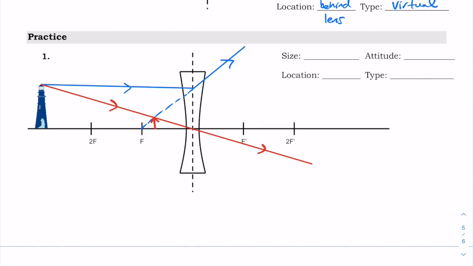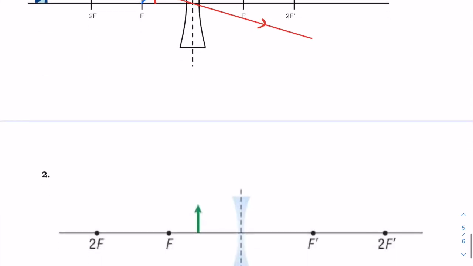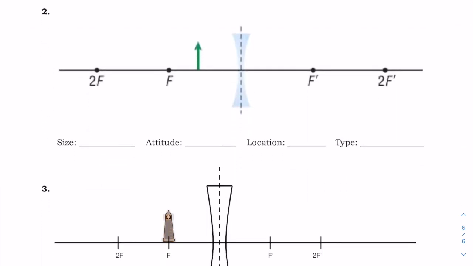All right, our image is smaller. Once again, it appears to be behind the lens or to the left of the lens. It's upright as well. And virtual. All right, just a few more to go. This would be a good time to pause the video, try it on your own, and when you're ready, click play to resume.